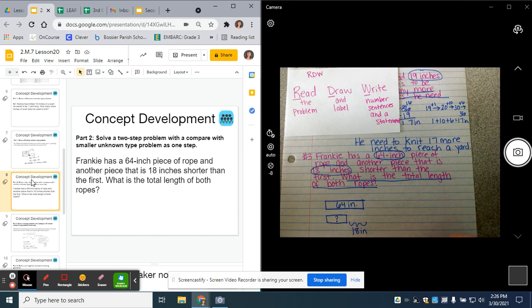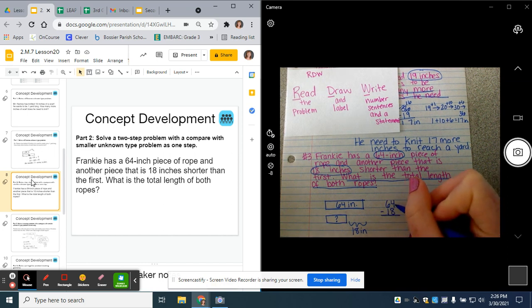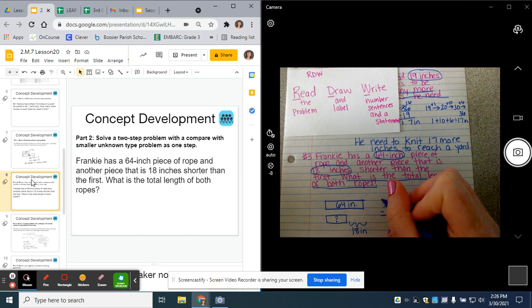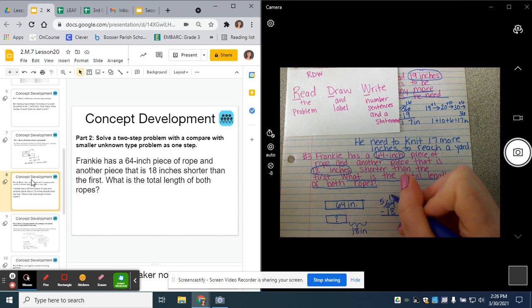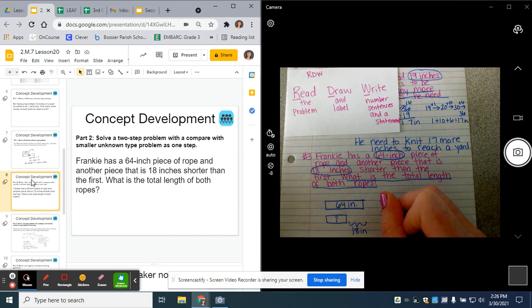Okay, so the first thing we need to find out is what is the total length? The total length here is 64 inches. So 64 minus our 18, we need to decompose. This is 5 tens, 14 ones. That will give us 6, 5 minus 1, 4, 46.